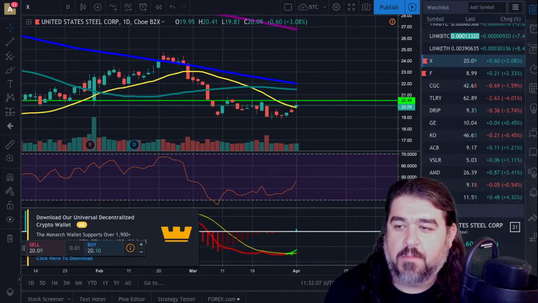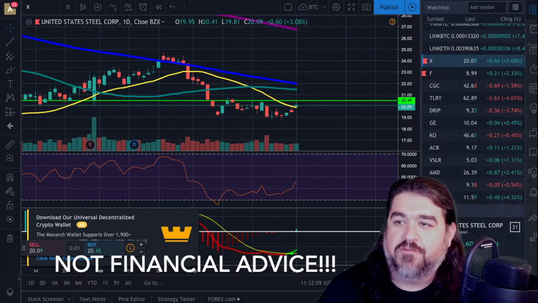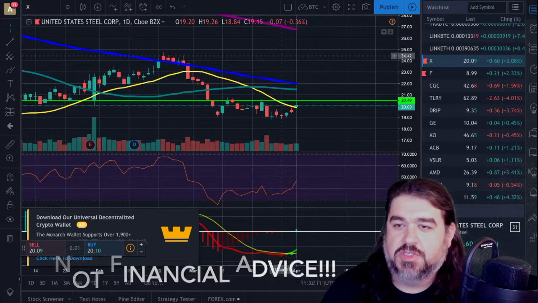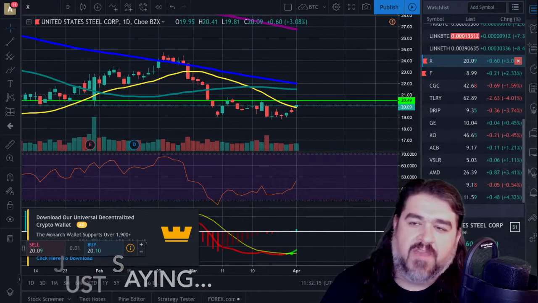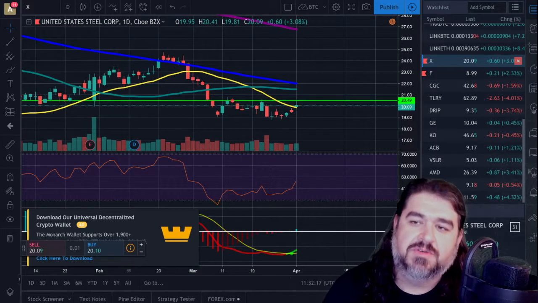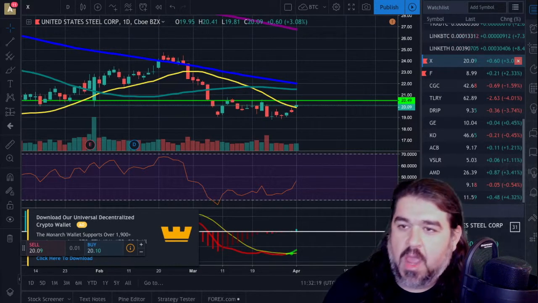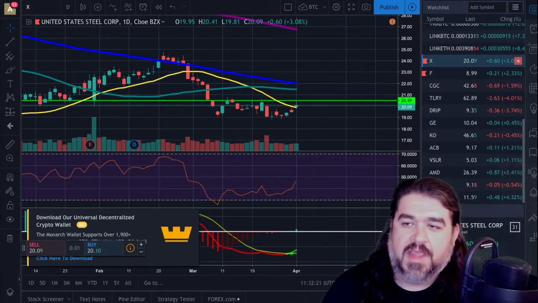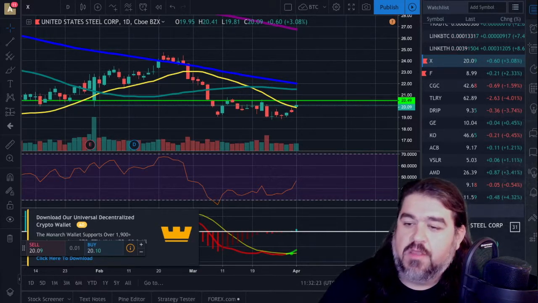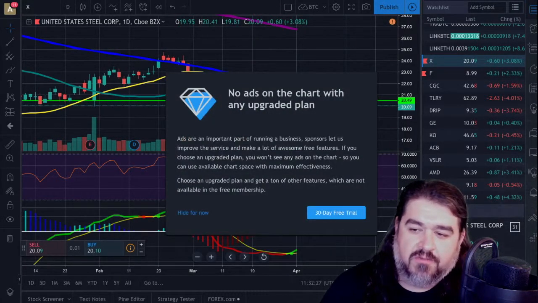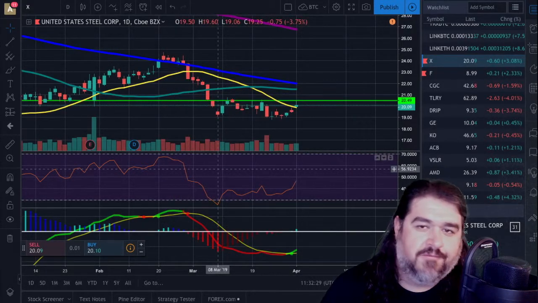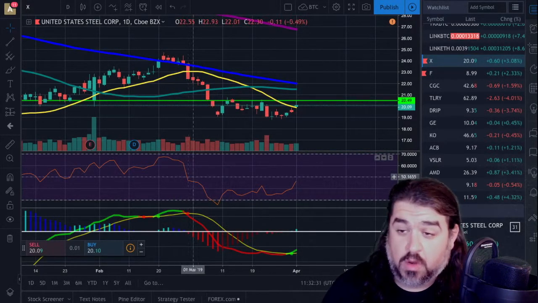Alright guys, welcome back, and we are here on TradingView. So I was going to show you the charts that I'm looking at here. Over here we've got ticker symbol X, which is United States Steel Corporation. We are looking at this on the one-day chart. You can get a free account through TradingView. They do have a paid membership where you can do more.